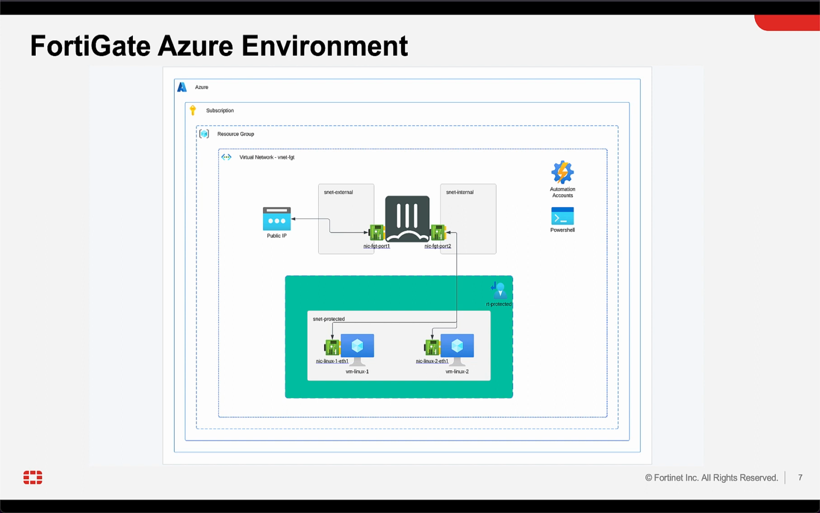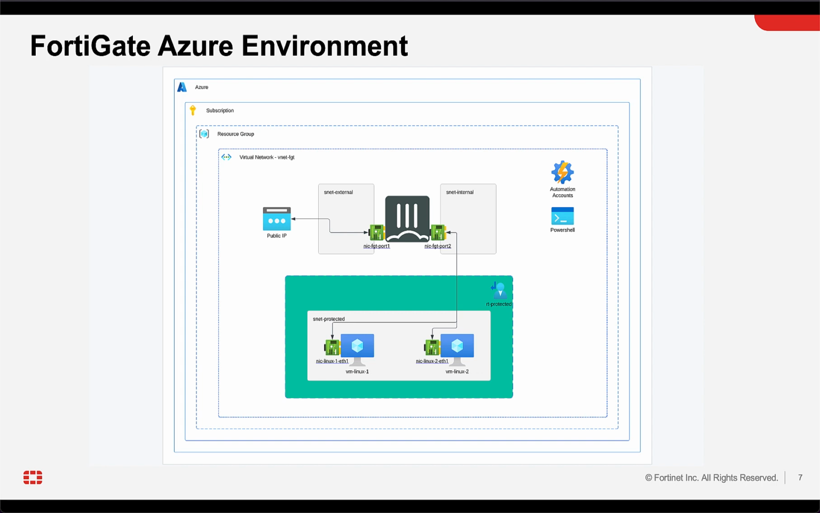In this case, what we want the Azure automation to do, or the FortiGate automation to do in conjunction with Azure automation, is to ensure that two VMs in the same subnet cannot pass traffic between each VM without that traffic being inspected by the FortiGate. That's achieved by adding a host route to a route table.